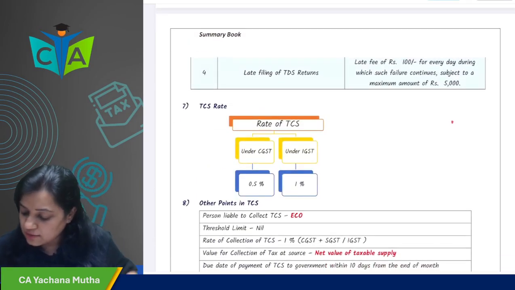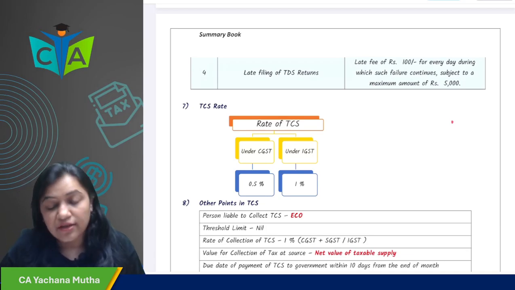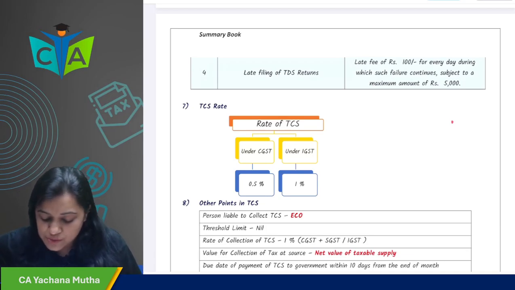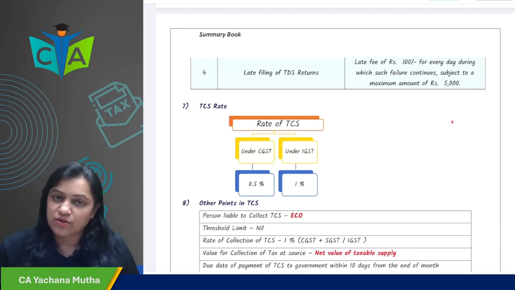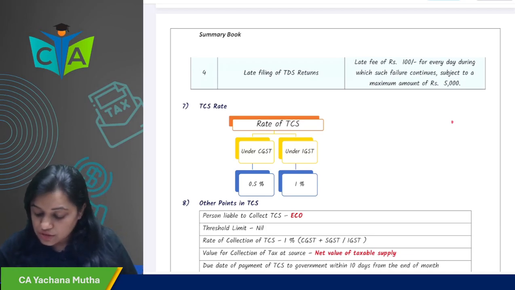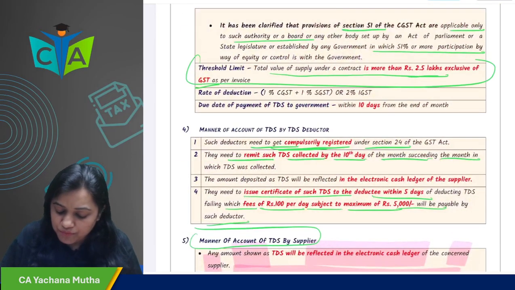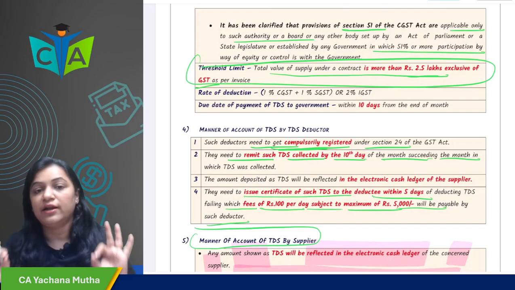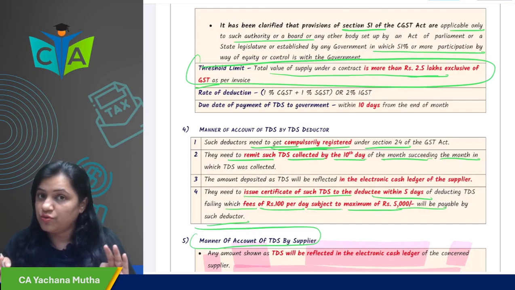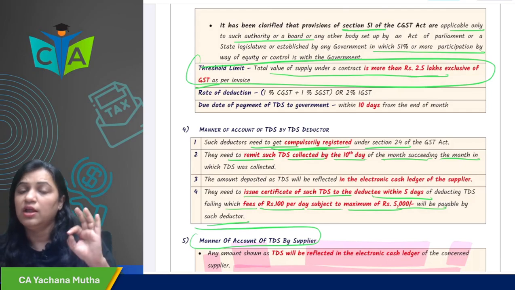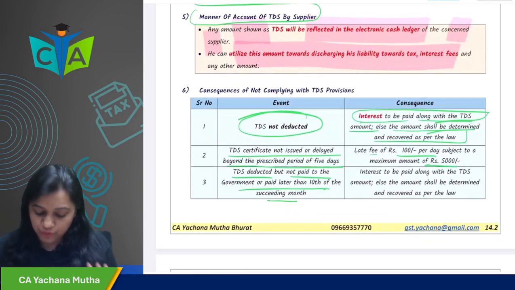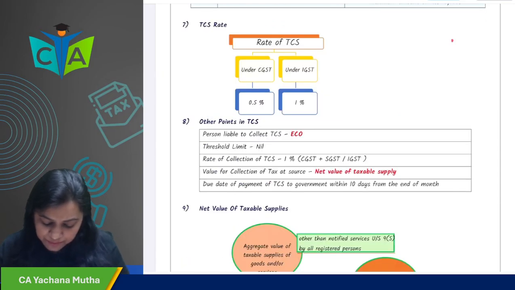And if you are filing the TDS return late, in that case also, what would be the late fees? 100 rupees per day, subject to a maximum of 5,000. In TDS especially, you have to remember this one particular point: if the total value under a contract is more than 2.5 lakhs exclusive of GST, then only TDS is to be deducted, and it has to be deducted at a total rate of 2%. These two are very important points.